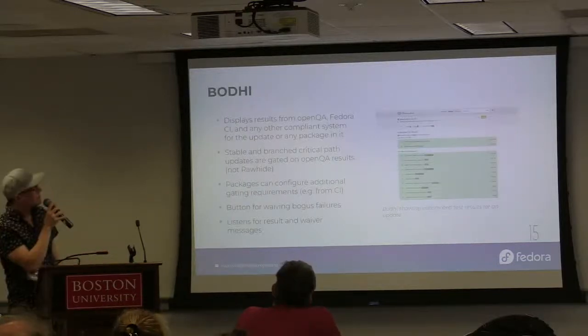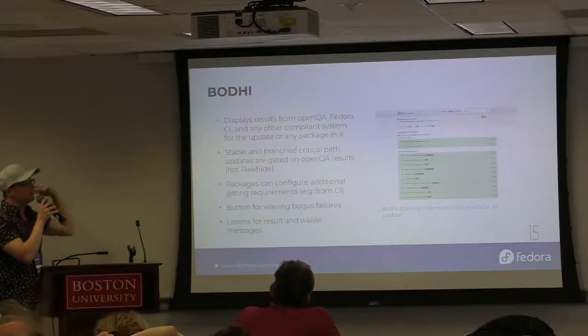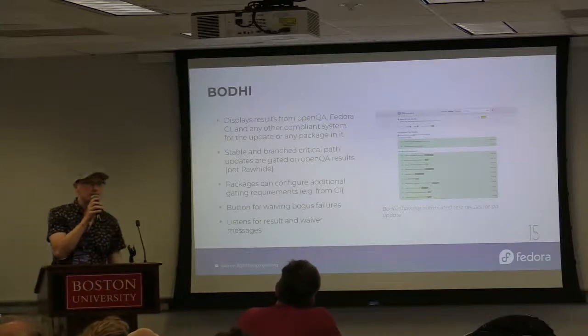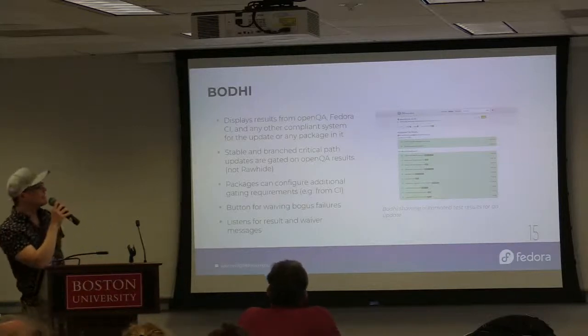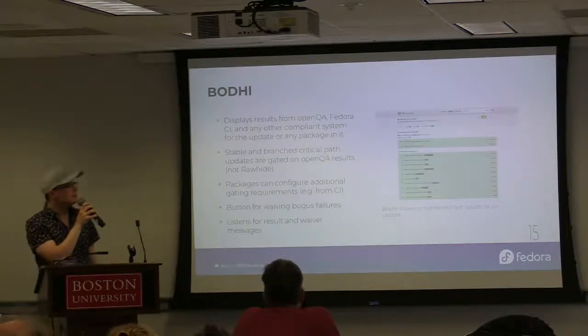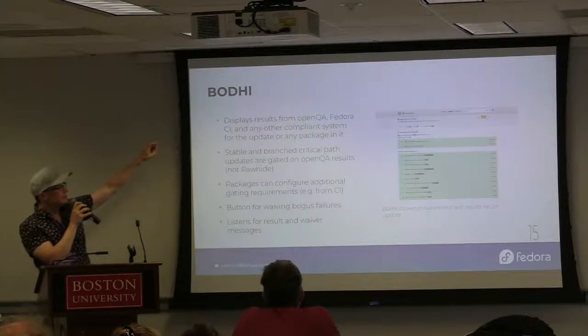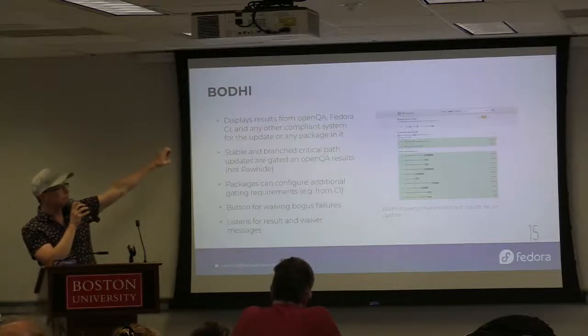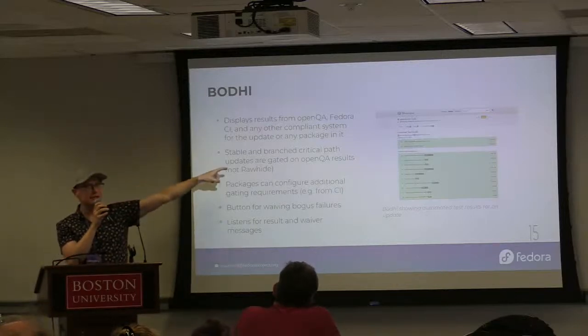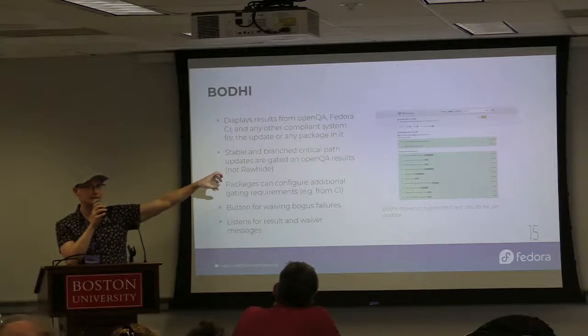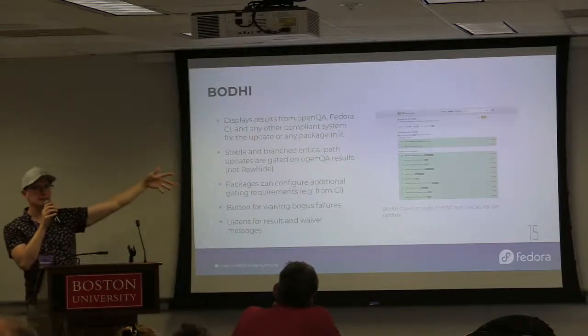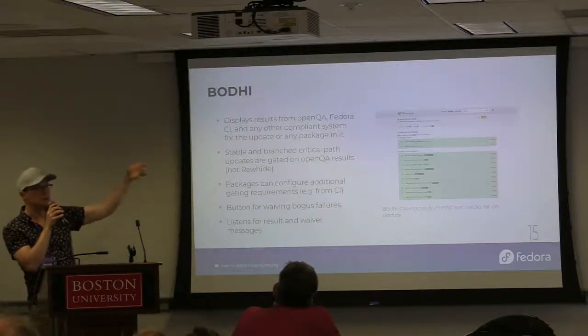The other major integration point is Bodhi, which, if you remember all the way back to the start of the talk, is the system that handles updates. So this is where usually OpenQA results feed in. It does actually include CI results as well. Any Fedora CI result that's for any of the packages in the update will be considered as a result that's relevant to the update, and it will be pulled into Bodhi.